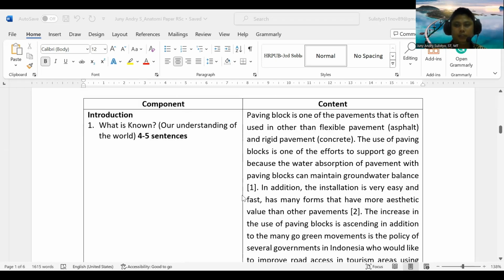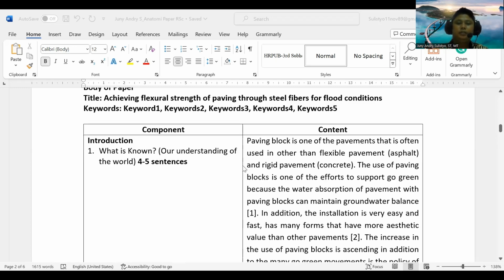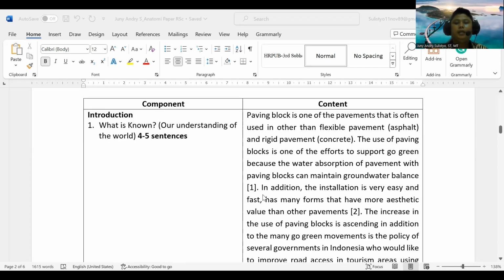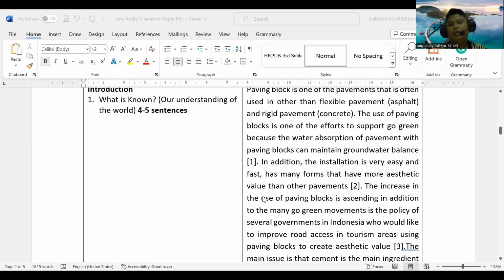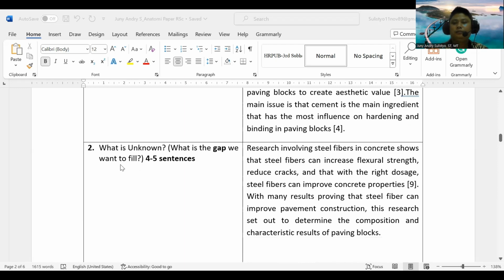And the next anatomy, we can write the introduction: a detailed assessment of flexural strength of paving with steel fiber for full condition. What are the components? We can explain the content. Paving block is a pavement often used instead of asphalt pavement, and in addition it is very easy and fast, has many forms with more aesthetic value than other pavement, and can increase the use of paving blocks, in addition to the good policies of several governments in China. We can divide our research in this anatomy.